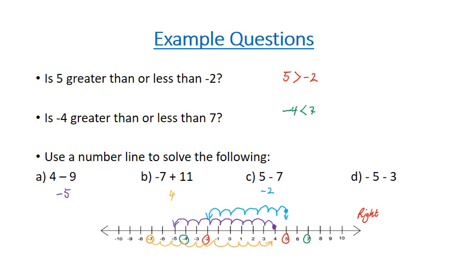This last one, a little bit more tricky. All right, let's use orange. Okay, we're at -5. So here we are at -5, and we need to take away 3. Now again, if we take away, we go to our left. 1, 2, 3. That gets us at -8.